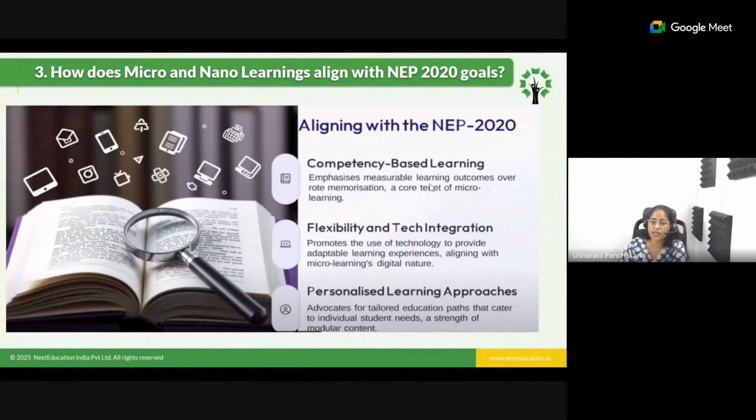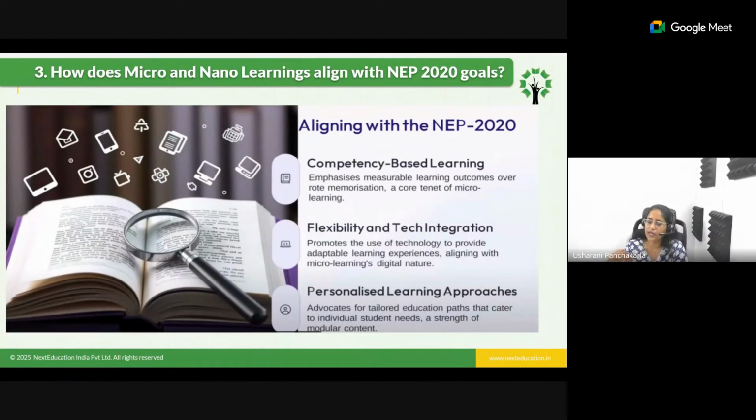where we are focusing not only on the content, but on the skill set, even the competencies. And the second one is flexibility and tech integration. So promote the use of technology to provide adaptable learning experiences, aligning with micro learning's digital nature. Why do we say flexible? As per the pace of the learner. For example, if the students are very bright, above average, high achievers, obviously you can go with normal speed, which we call speed 1. We can go at 1.25, 1.5, 1.75, even 2. That is what we call the playback speed.